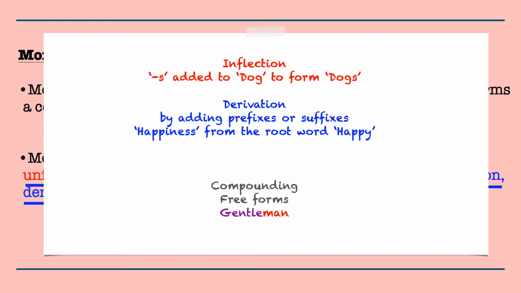Morphological derivation, in linguistics, is the process of forming a new word from an existing word, often by adding a prefix or suffix, such as un or ness. For example, happiness derived from the root word happy. Last one. Composition is, you all know, compounding of two free forms. For example, gentleman, it is a composition of two free forms.